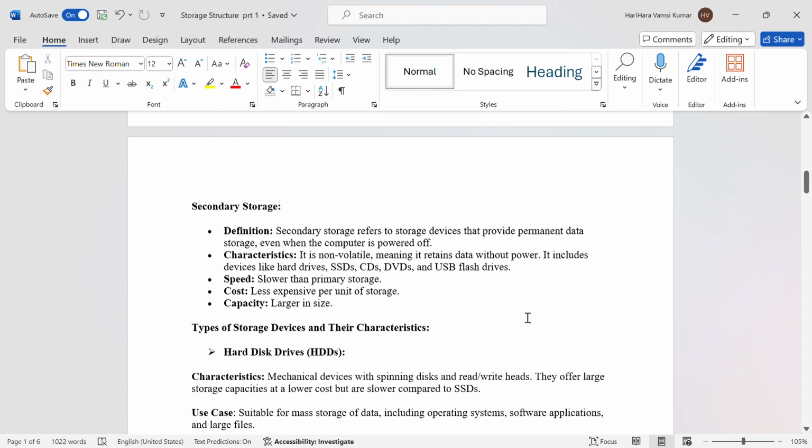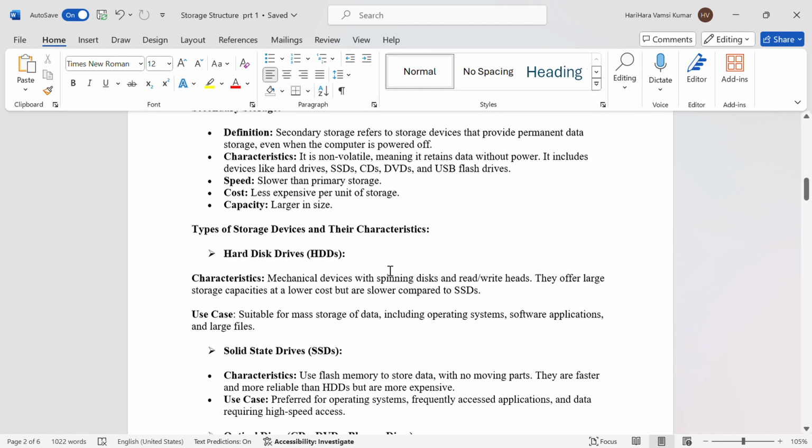The second one is secondary storage. Definition: secondary storage refers to storage devices that provide permanent data storage even when the computer is powered off. Characteristics: it is non-volatile, meaning it retains data without power. It includes devices like hard drives, SSDs, CDs, DVDs, and USB flash drives. Speed: slower than primary storage. Cost: less expensive per unit of storage. Capacity: larger in size.